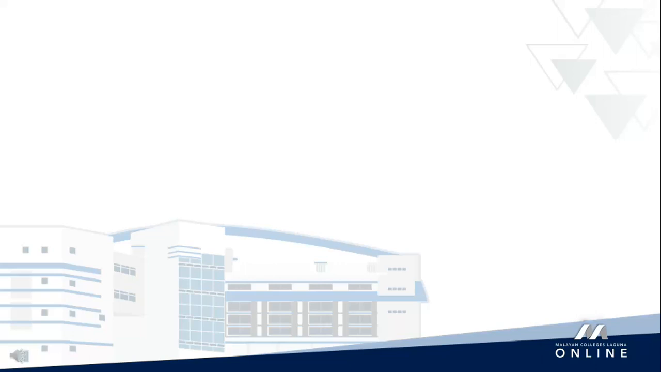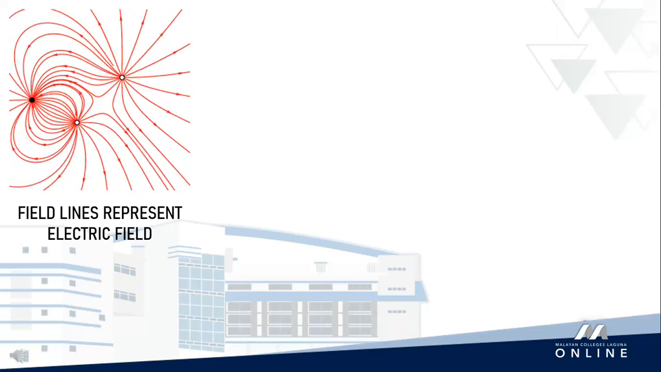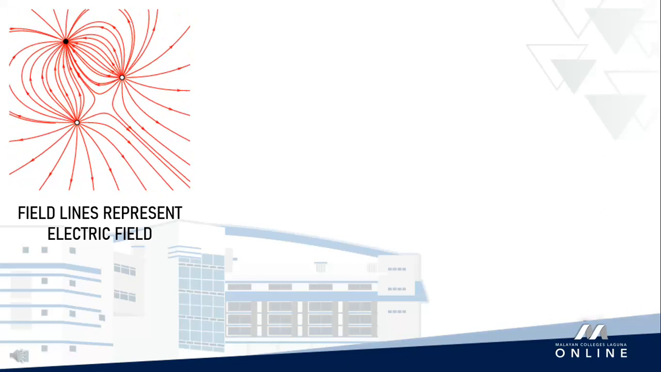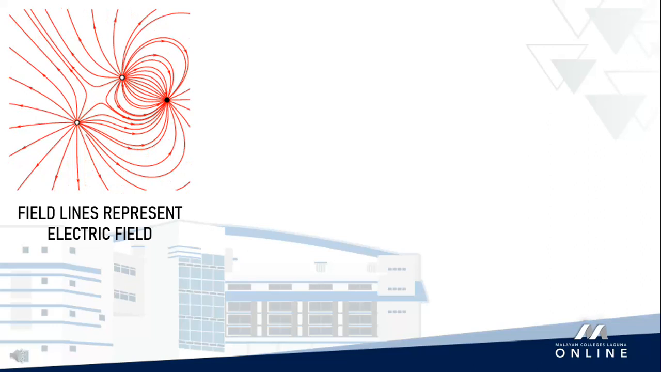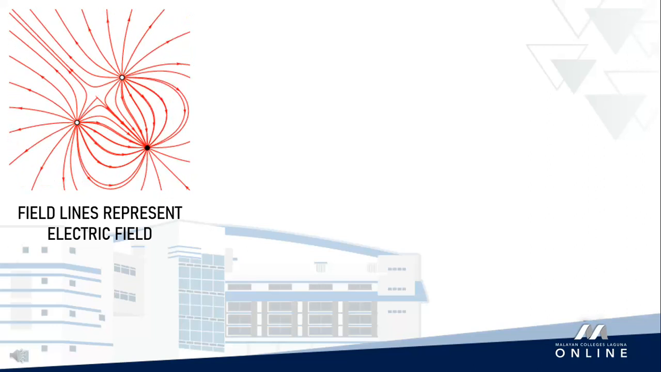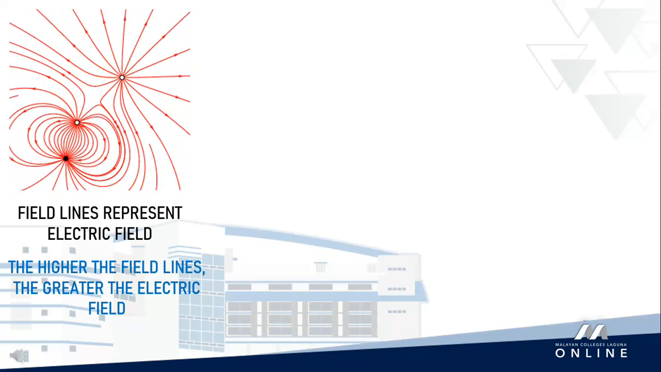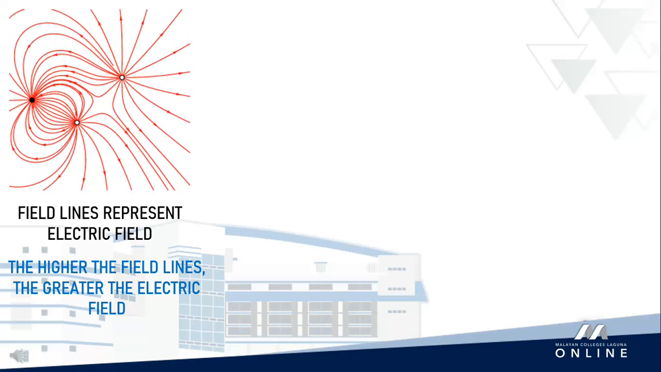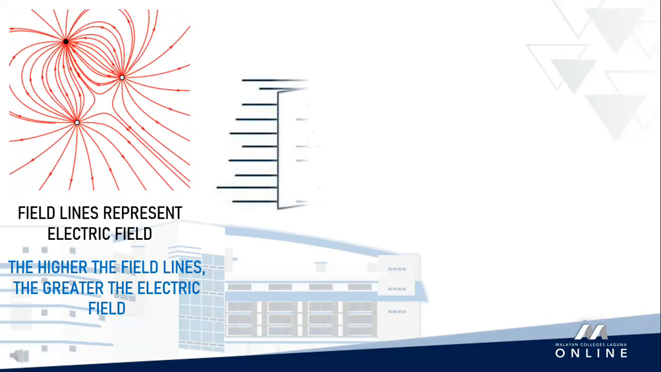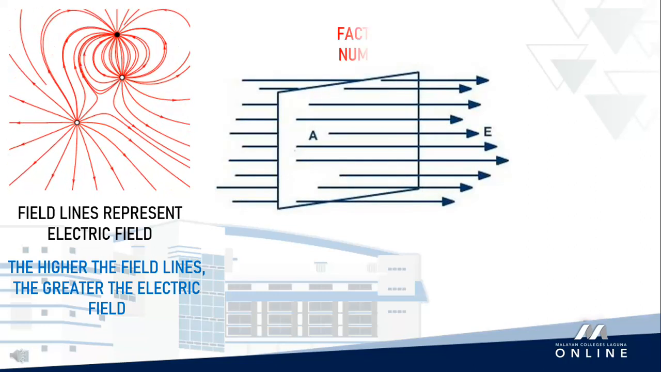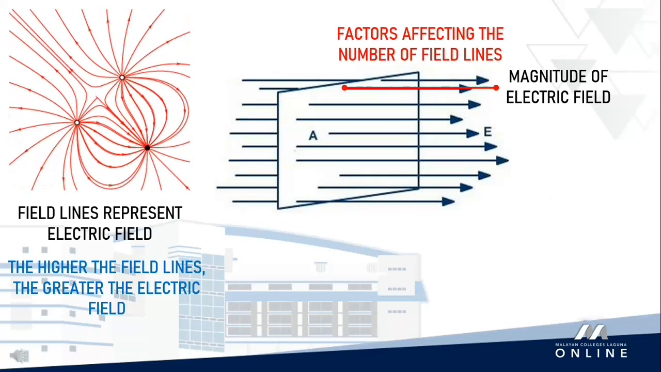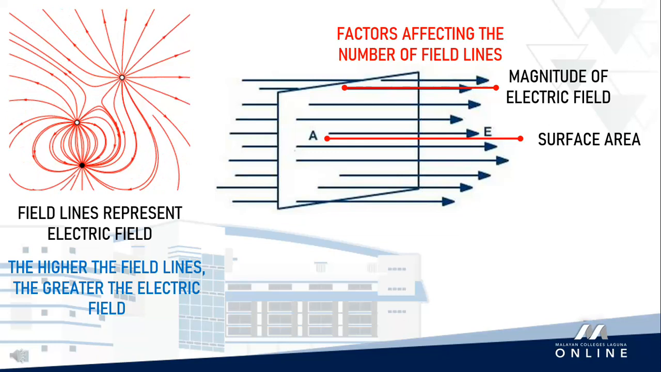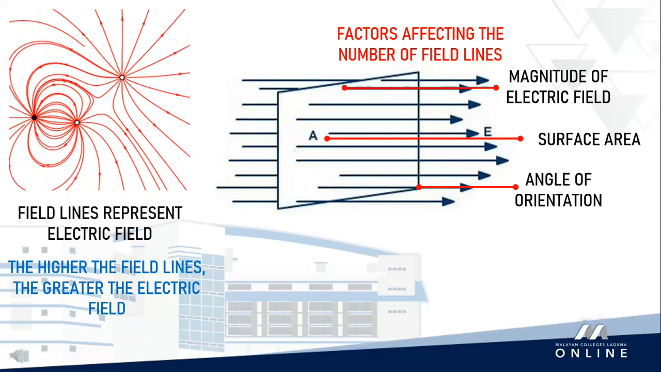In the previous lesson, you have learned that field lines are visual representations of the electric field and that the summation of their numbers is equal to the strength of that particular electric field. When passing through a given region or surface, the number of these field lines depends on three factors. These are the magnitude of the electric field, the surface area, and the angle of orientation of that surface.